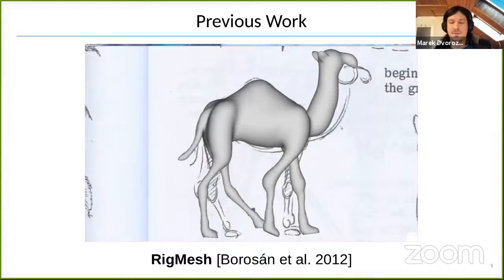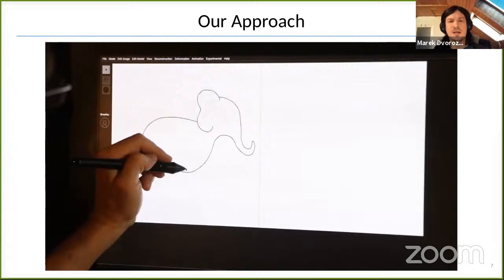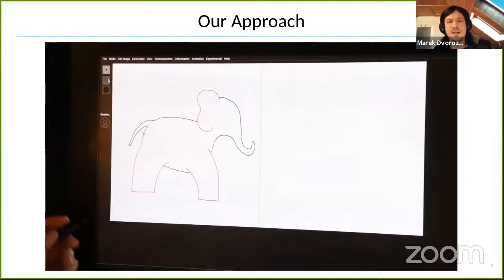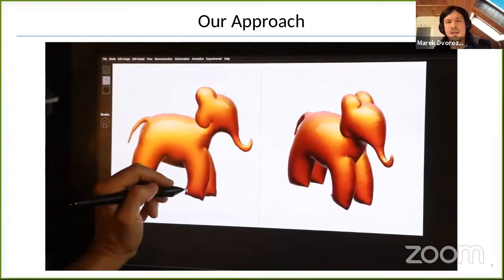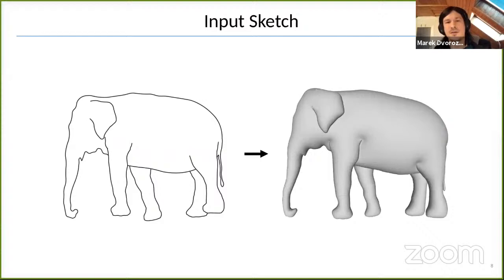Our approach is even simpler. We let the user work entirely in the 2D domain, and there is no rigging required. So in our approach, the user can just draw a model part by part by sketching it. This sketch then gets immediately inflated into a soft deformable 3D model that can be simply animated just by placing control pins and moving them around and recording their position.